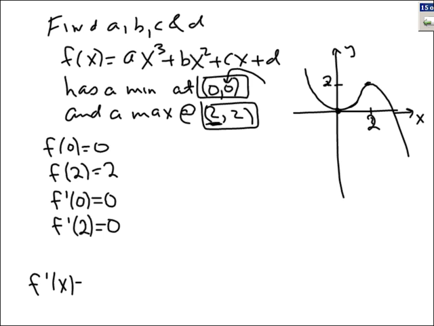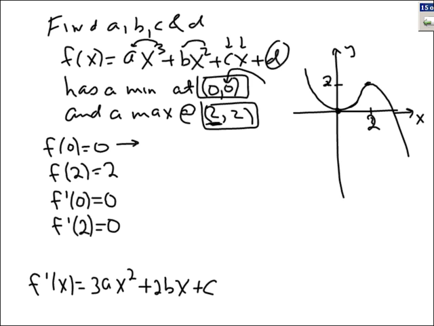f prime of x equals, well, you multiply the power by a, 3a, and make the new power 1 less. Multiply 2 by b, make the new power 1 less, plus the derivative of a constant times x is a constant, plus the derivative of a constant is 0. I won't write that.